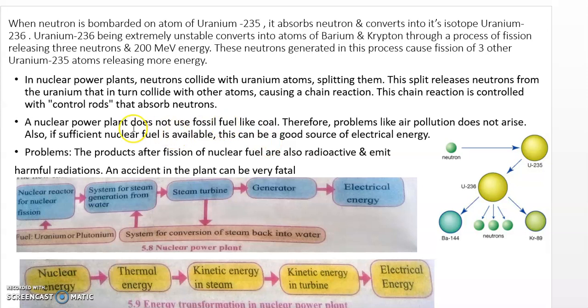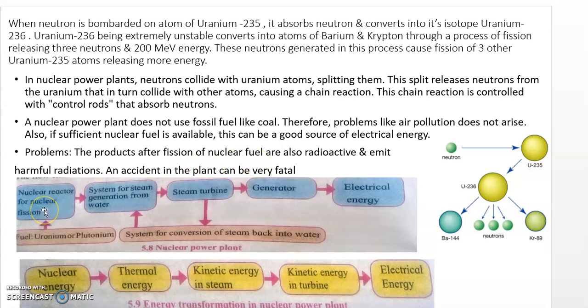What is the problem? That is the disadvantage. The products after the fission of the nuclear fuel, barium and krypton, are also radioactive and emit harmful radiations. So an accident in the plant, if it occurs, can be very dangerous.